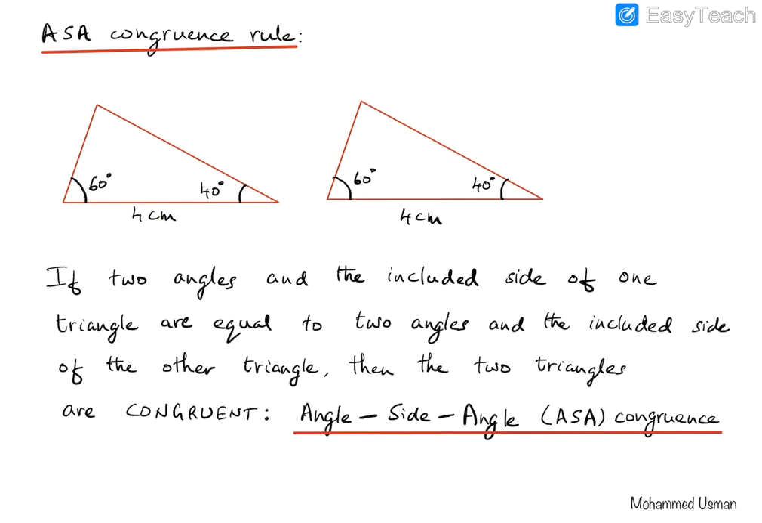So we have angle side angle, angle side angle, and if we put one of these triangles on top of the other, clearly they will cover each other, and this is called the angle side angle congruence rule. So if there is one side which is equal and two angles are equal, then the two triangles will be congruent. So let us prove this with an example.